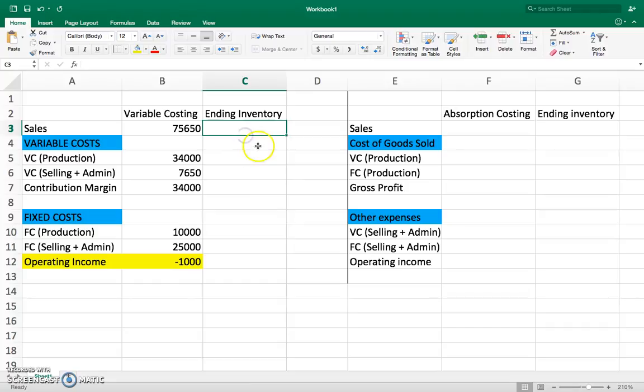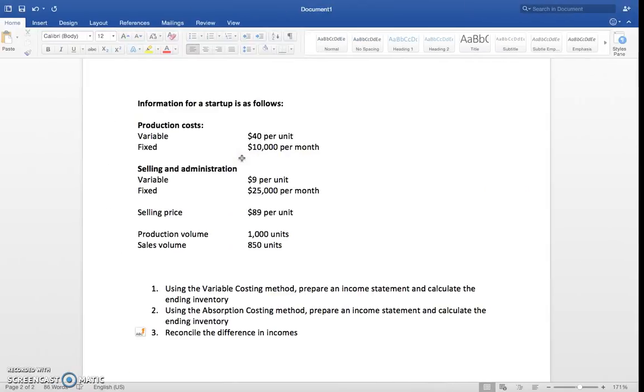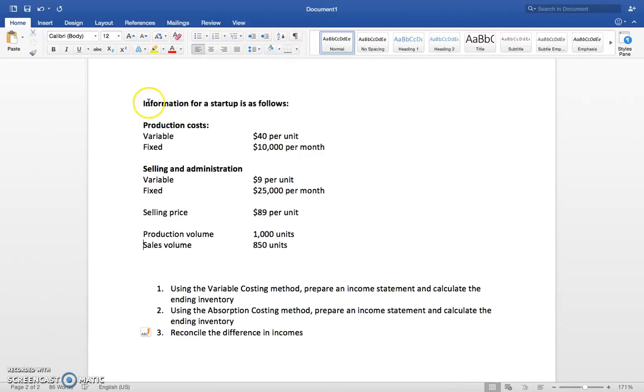All right, so I want to calculate my ending inventory now. Again, always look out for the keywords, guys. In this case, the information is for a startup, right? As with any startup, it has no opening inventory, because it started this year. So its opening inventory is 0. Then during the year it produced 1,000 units. That's 1,000 units that it had in its hand. And then out of those 1,000 units, it sold 850 units. That leaves us with 150 units, right, guys?